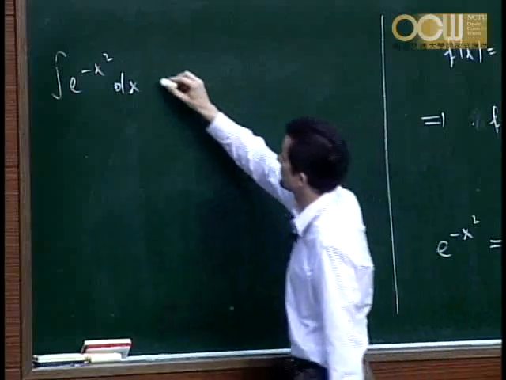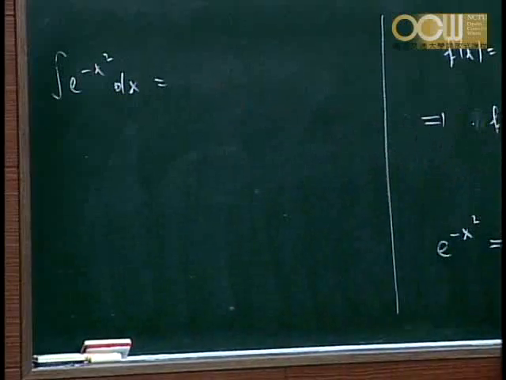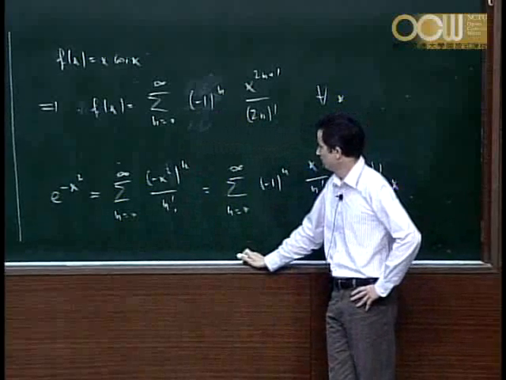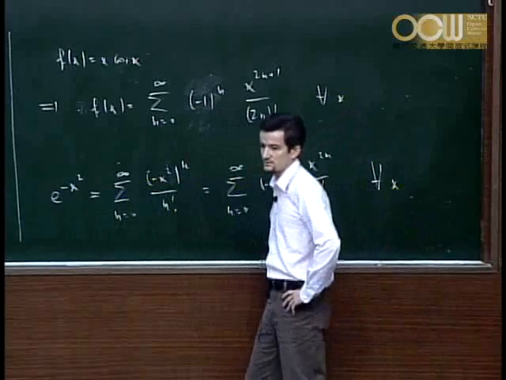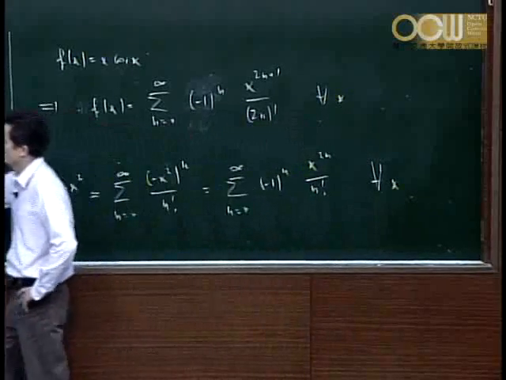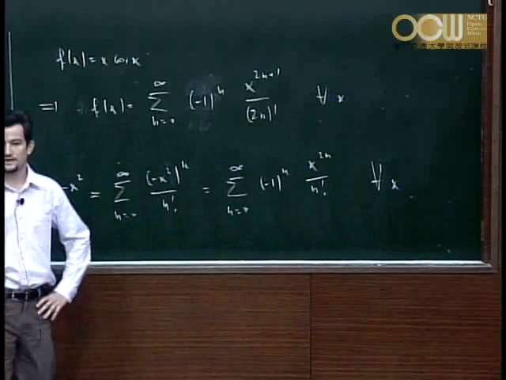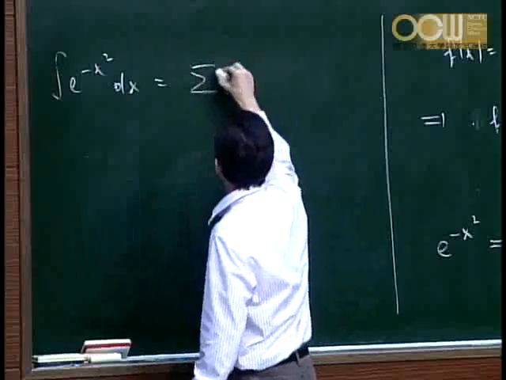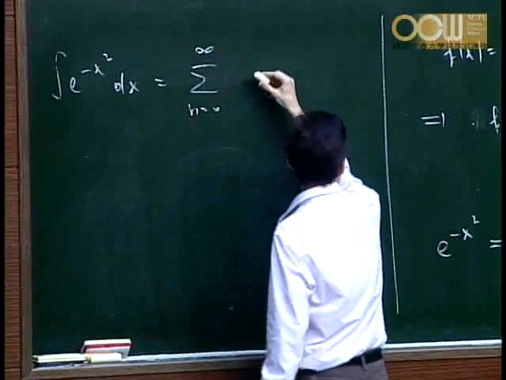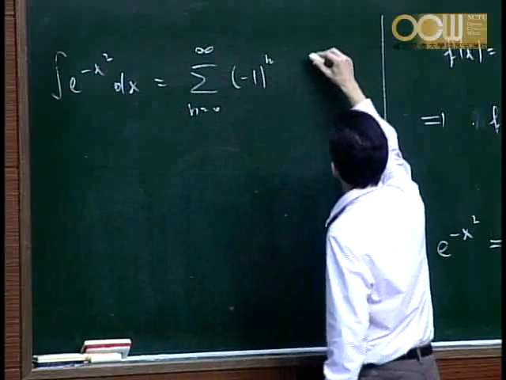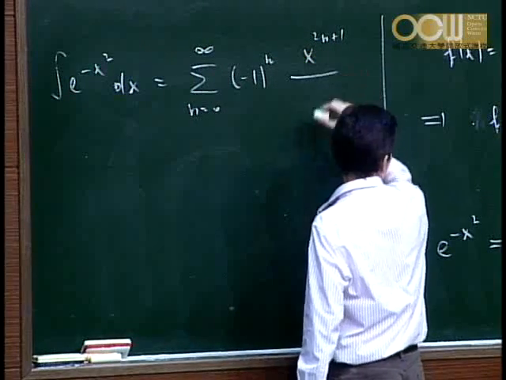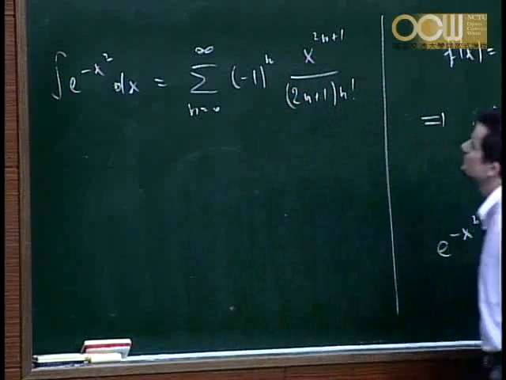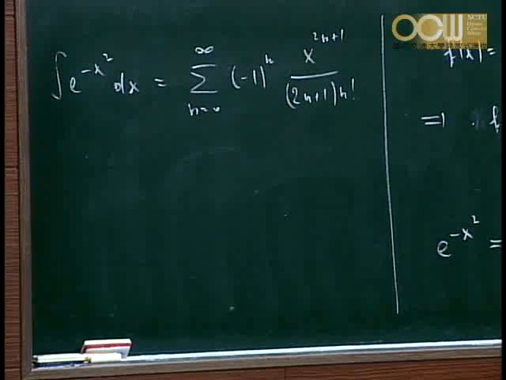So what you do is you just plug this in, and we know, and this is again a result we have seen last time, if a function has a power series representation, then its integral has a power series representation as well, and you get it by term-by-term integration. So from here you get the sum n from 0 to infinity of minus 1 to the n, x to the 2n plus 1 over 2n plus 1 times n factorial, plus a constant, of course.